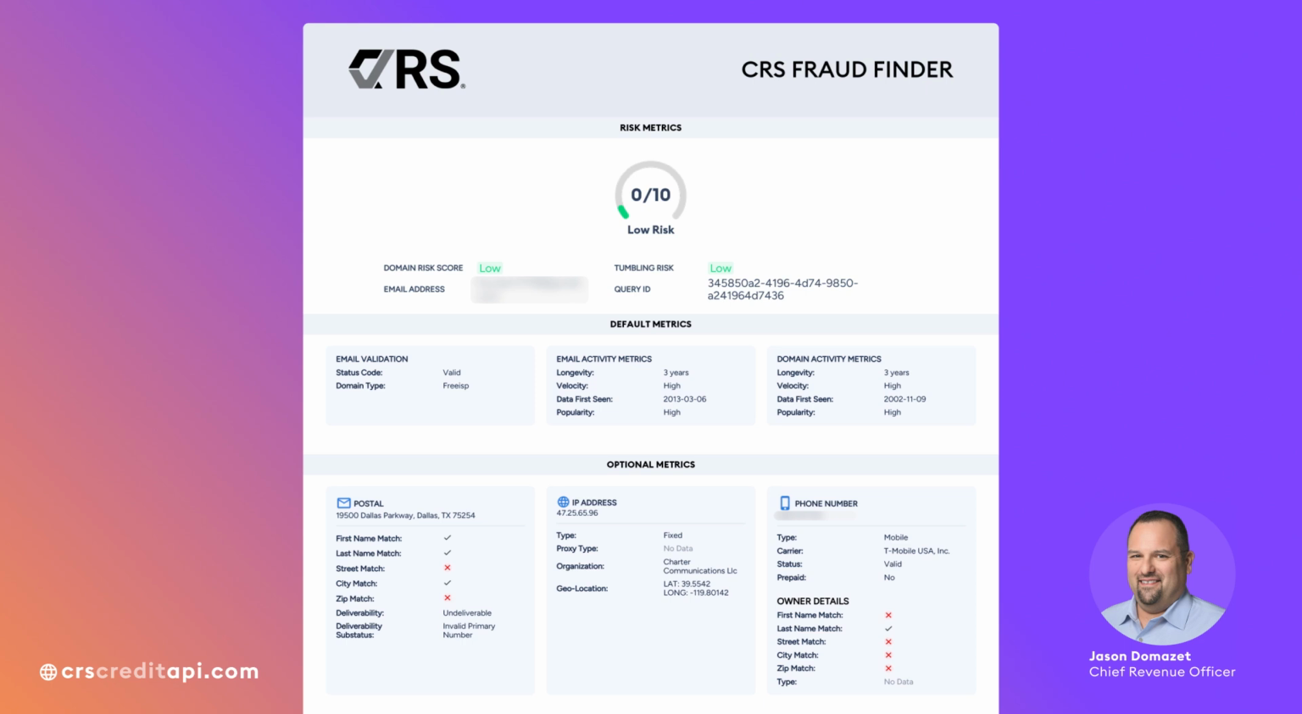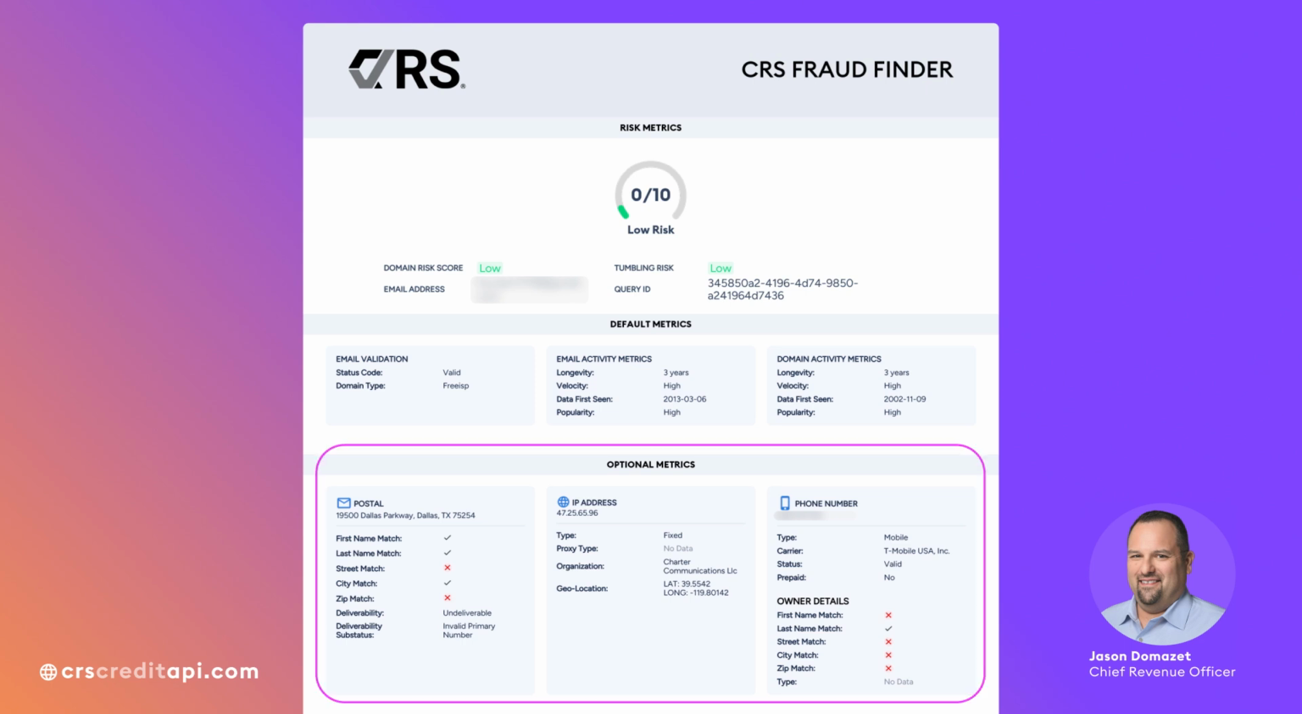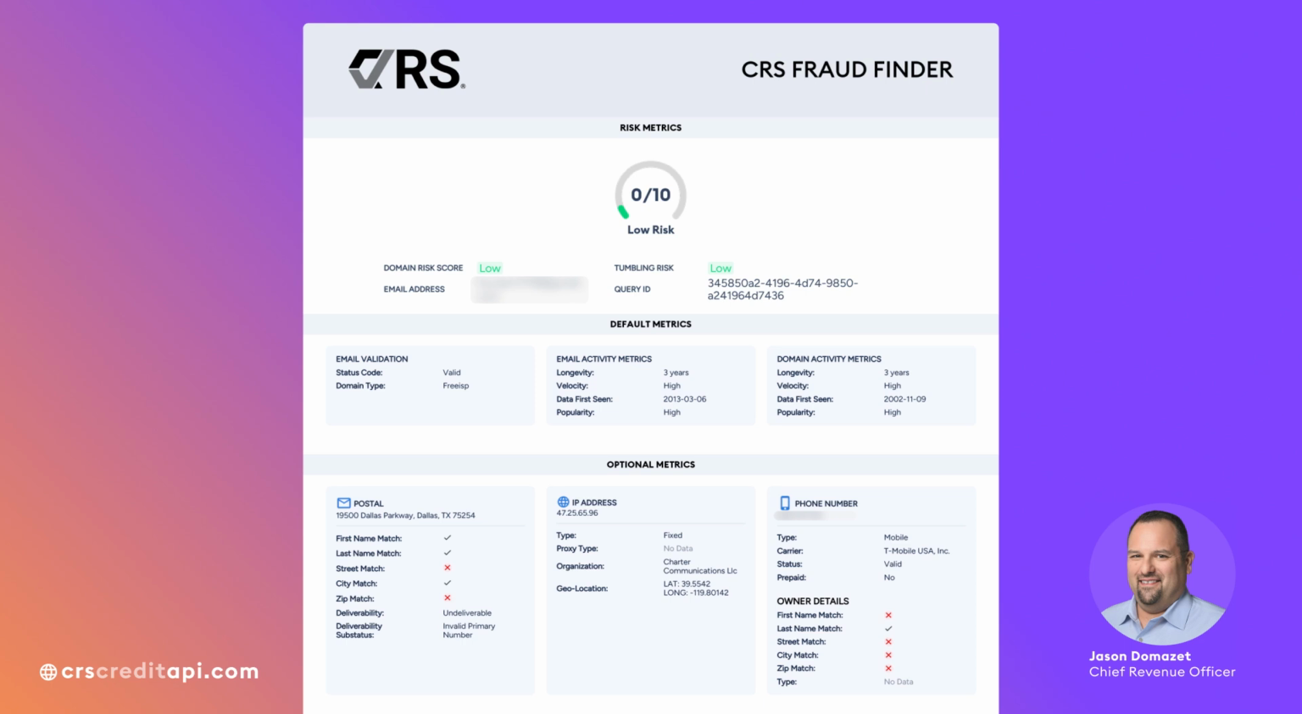Now, we don't require postal address validation, nor do we require IP or phone number validation. But including this information in the request body is going to give you a more holistic picture of the actual potential for fraud that this is presenting to you before you let this customer through your funnel.